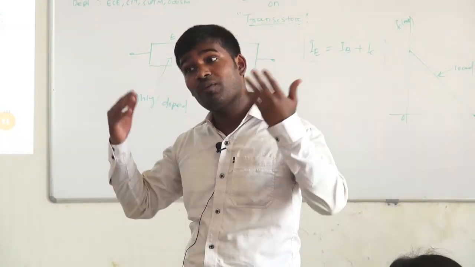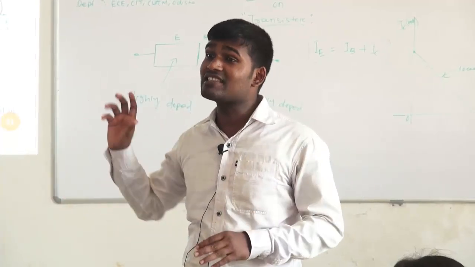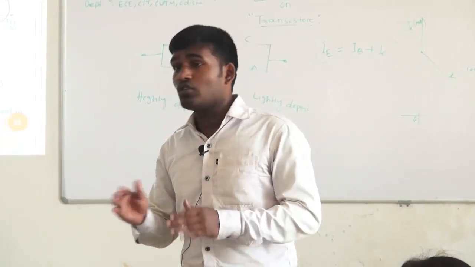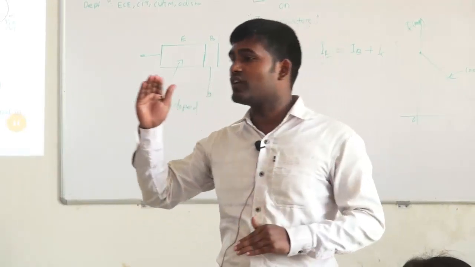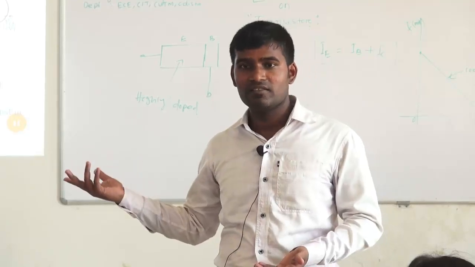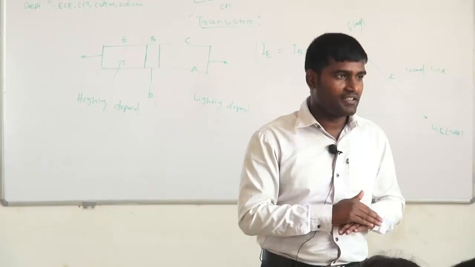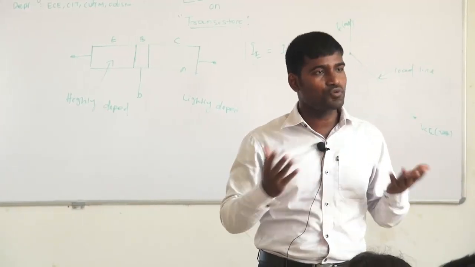Saturation region has more current flow because both sides are forward bias, so it is fully on. So fully off is there, fully on is there. So transistor just acts as a switch. Is it valid or not? If on is there, off is there, so transistor just acts as a switch.